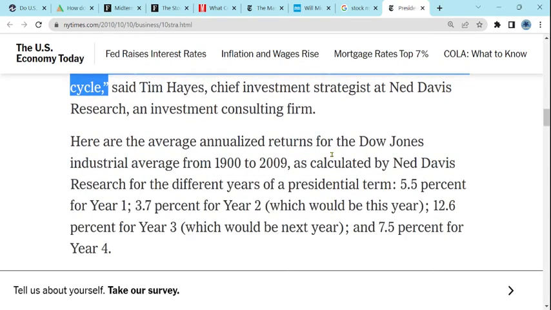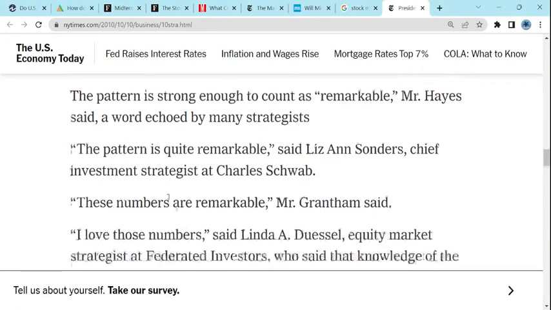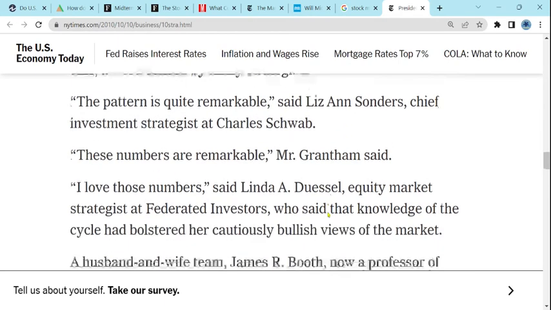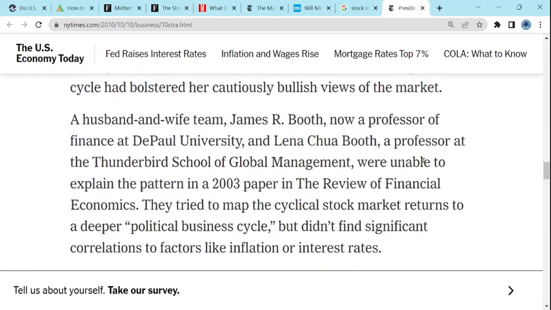The average annualized returns for the Dow Jones from 1900 to 2009 are 5.5% for year 1, 3.7% for year 2, which again is the midterm year, 12.6% for year 3, which is the year after the midterms, and 7.5% for year 4. So he states the pattern is strong enough to count as remarkable. The pattern is quite remarkable. So you've got several quotes that say this pattern is remarkable. Cautiously bullish views on the market.